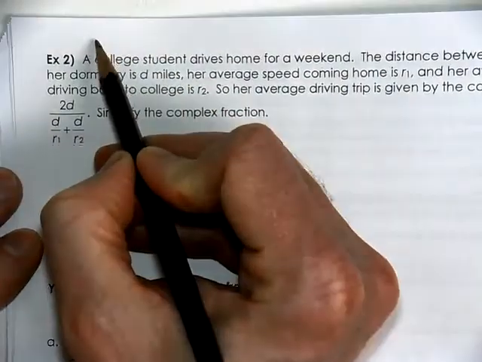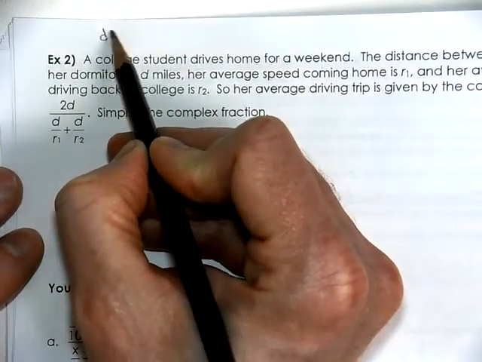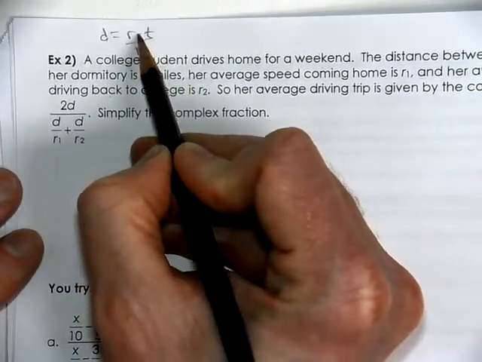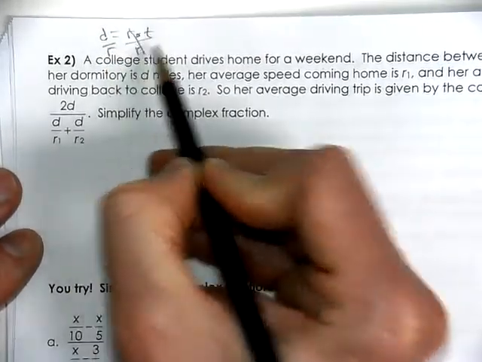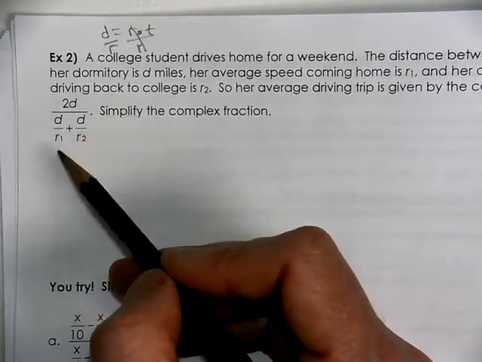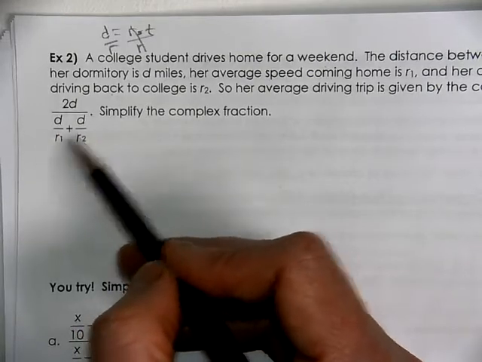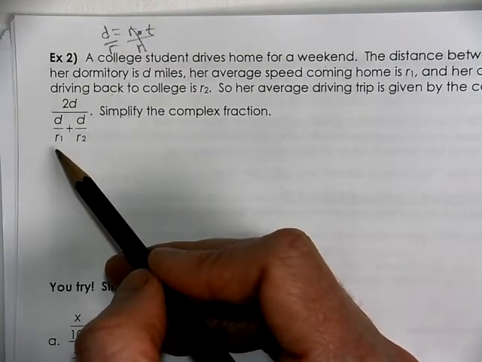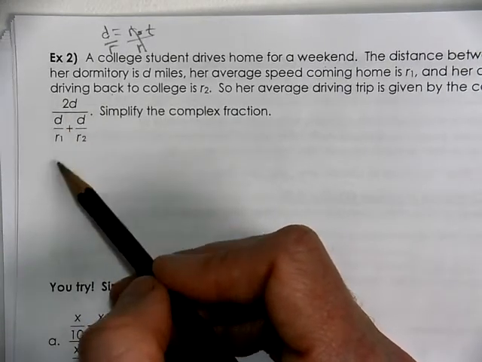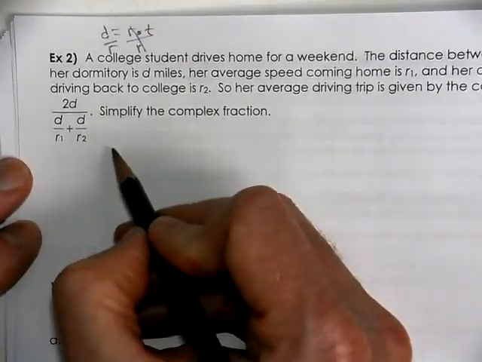If we had distance equals rate times time, you would divide by the rate to get the time by itself. So that's where this distance is being divided. And each of these are individual to the different trips. So we want to simplify this using our complex fractions.